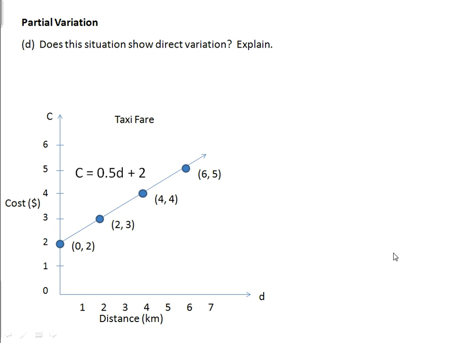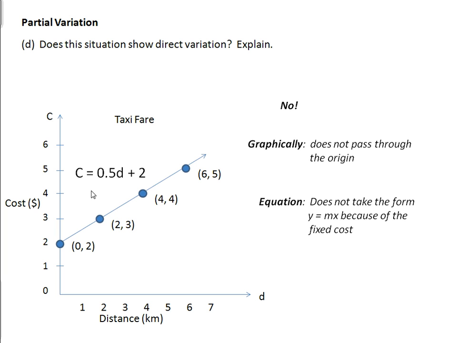Does this situation show direct variation? Explain. There are a number of ways that we can explain why this does not represent direct variation. First, let's look at the graph. Graphically, it does not pass through the origin. When we talked about direct variation, it was very clear that for a variation to be direct, it must pass through the origin.